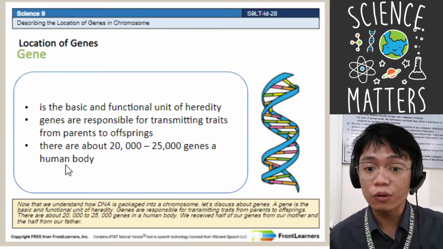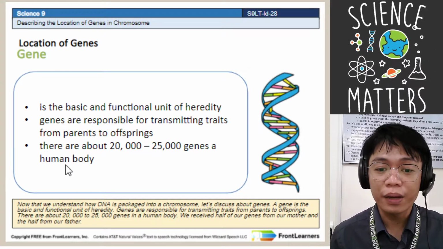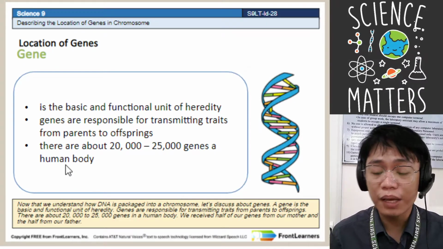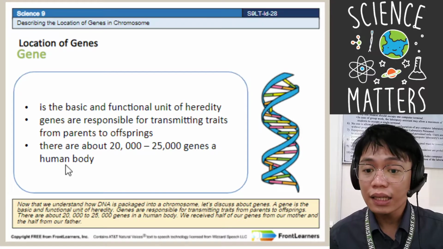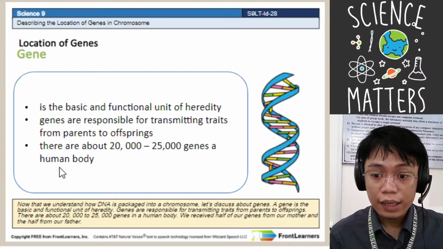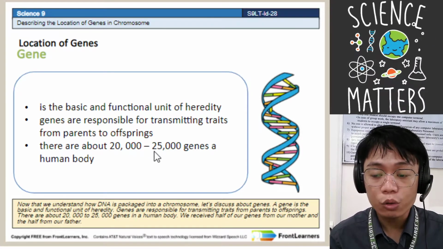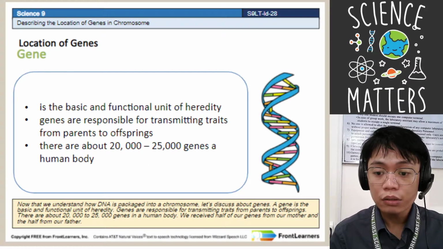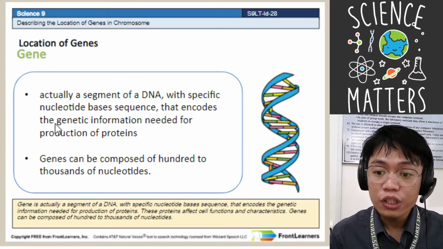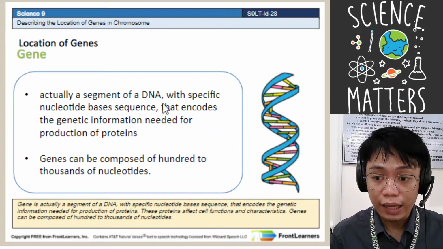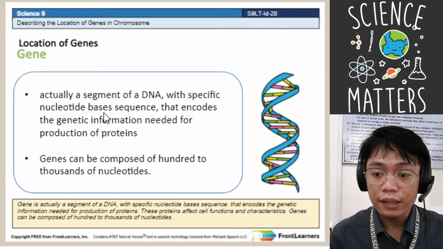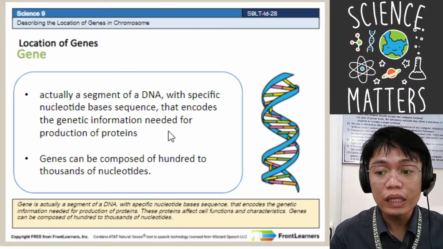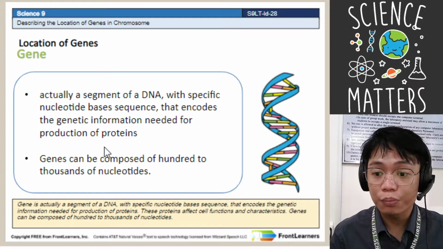Kaya hanggang ngayon may nakikita tayo, may mga matatangos ang ilong, may mapuputi, may mga maiitim dahil sa tinatawag nating genes. Kasi there are about 20,000 to 25,000 genes in the human body. So to continue, a gene is the actual segment of DNA which is a specific nucleotide base sequence that encodes the genetic information needed for the production of protein.